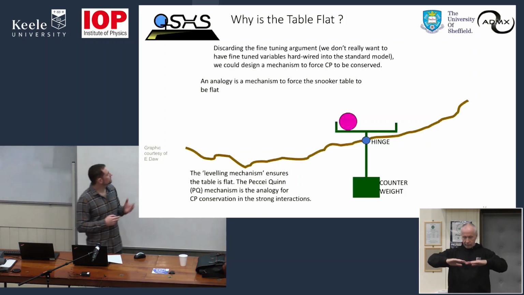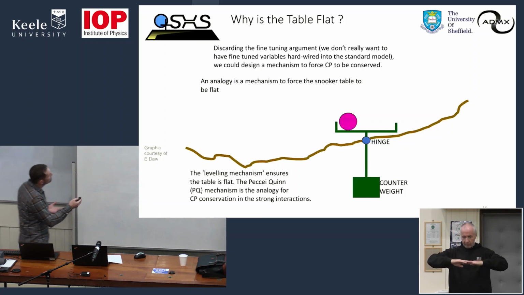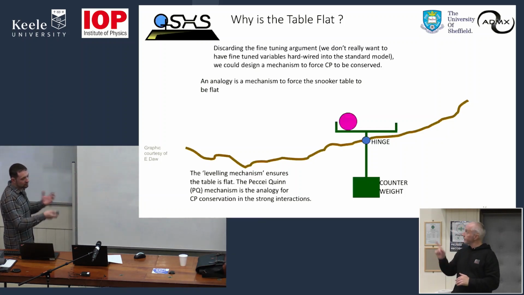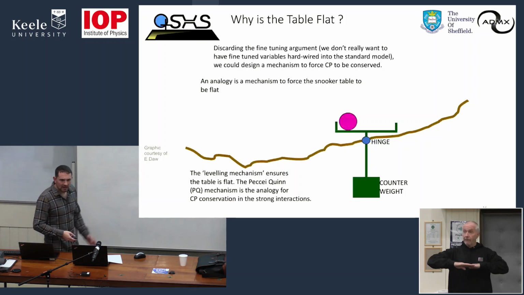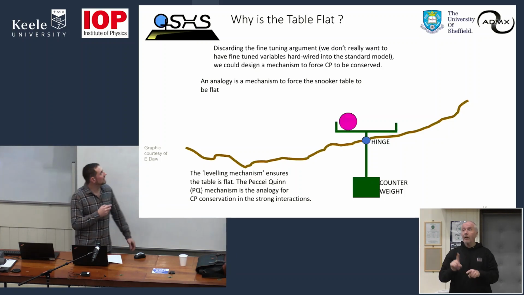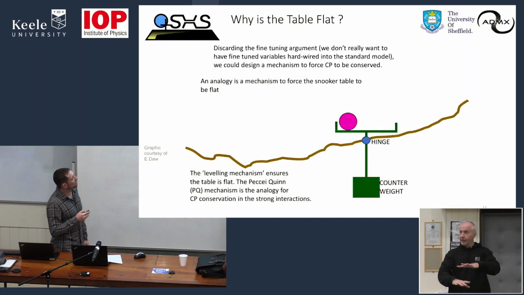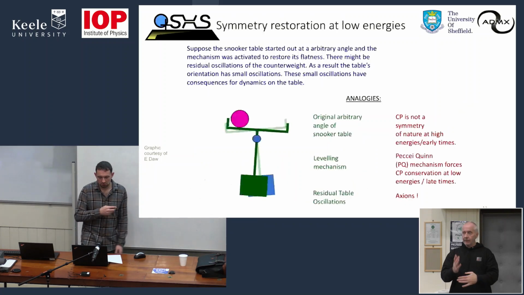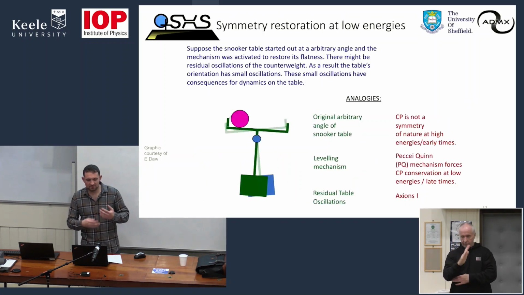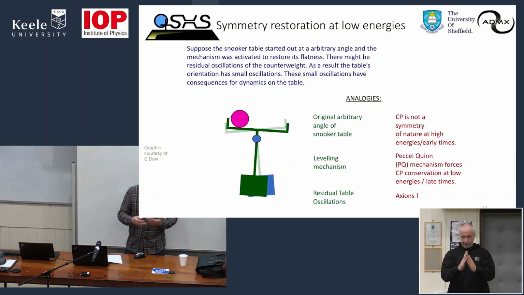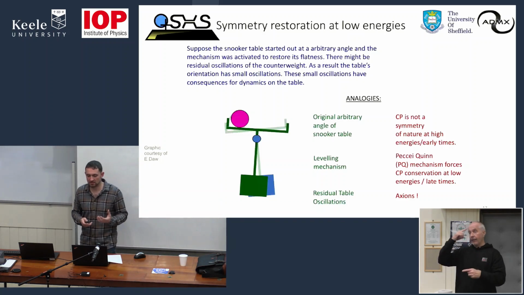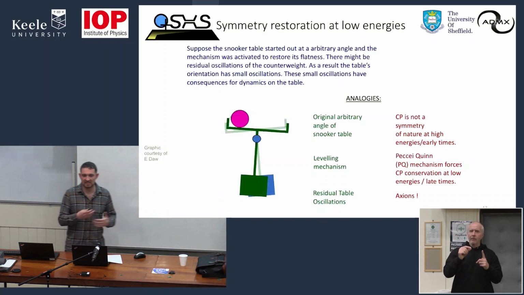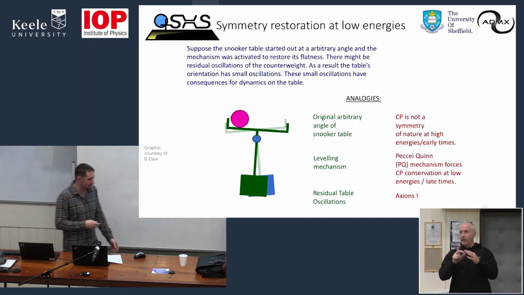So this mechanism now still has our flat table. However, underneath it we've now got a couple fewer parameters. We've got how far away the hinge is, how heavy the counterweight is, how long the arm is. Much easier. So this is quite a good analogy for what we think we're seeing and how the Peccei-Quinn mechanism actually comes about fixing this strong CP problem I keep going on about.